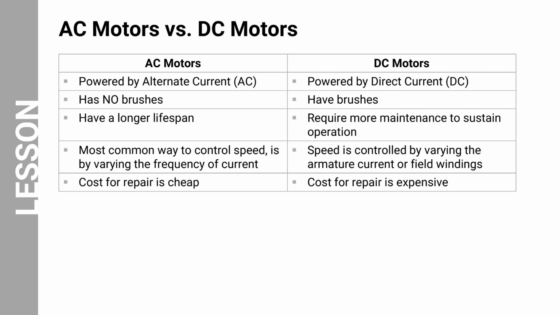In contrast, DC motors operate on direct current and incorporate brushes in their design. These brushes require more frequent maintenance to sustain operation. Their speed is controlled through adjustments to the armature current or field windings. DC motors typically incur higher repair costs compared to their AC counterparts.